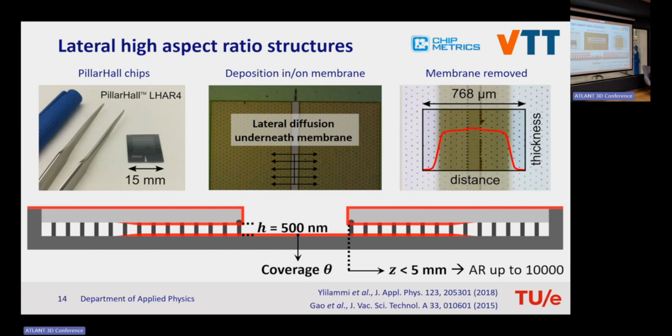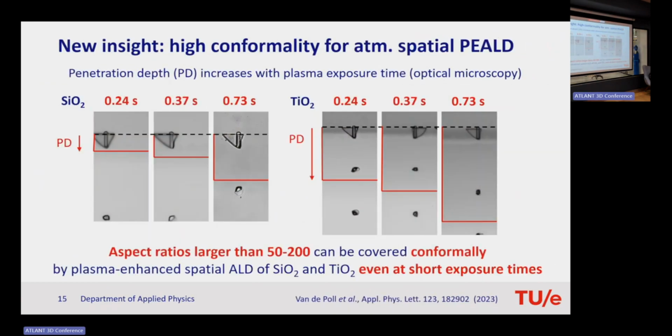The method that we have used is the chips of chip matrix. These are lateral cavities where you can deposit the material, and of course the better the conformality, the deeper the material goes into these structures. And the nice thing is that you can easily do the analysis because you can take off the lid, and then you can easily measure the quality and the thickness of the film at the bottom. And I will just jump here to the results.